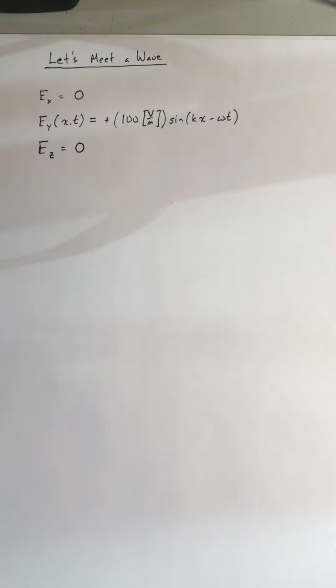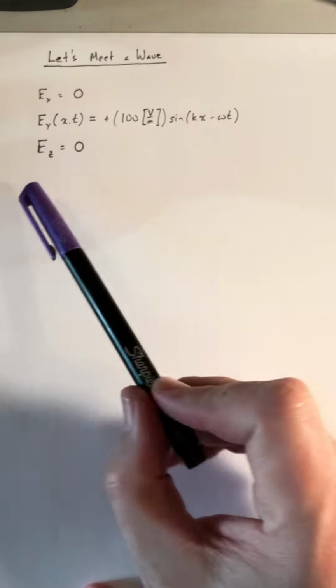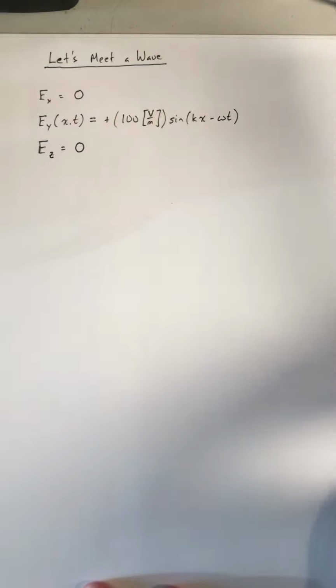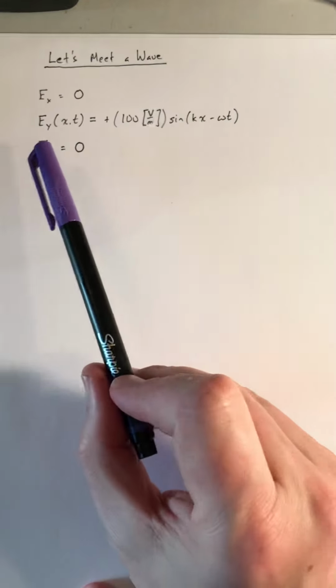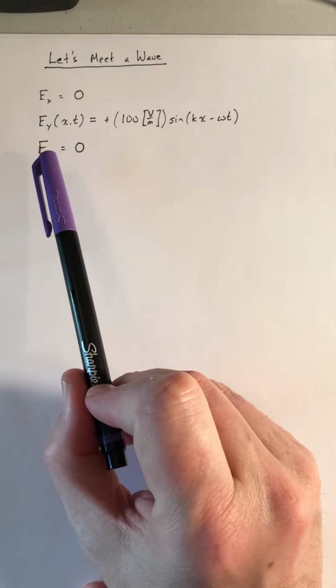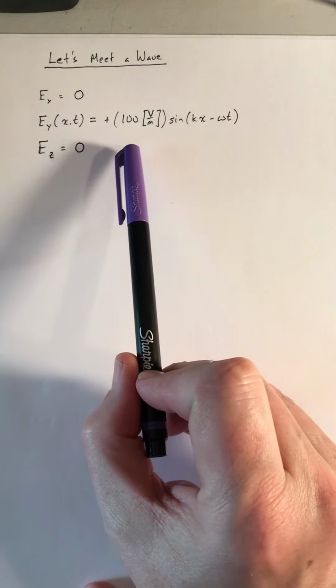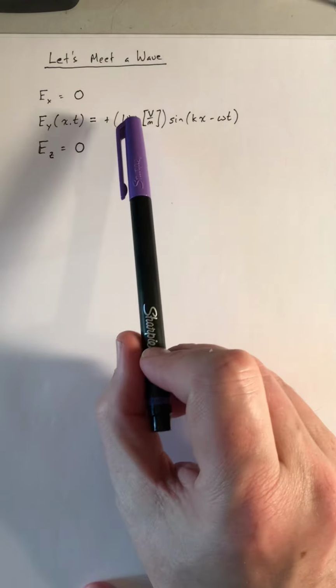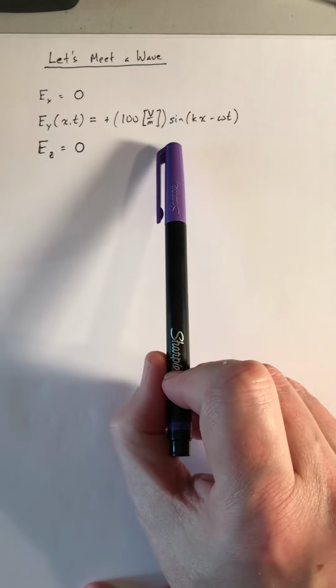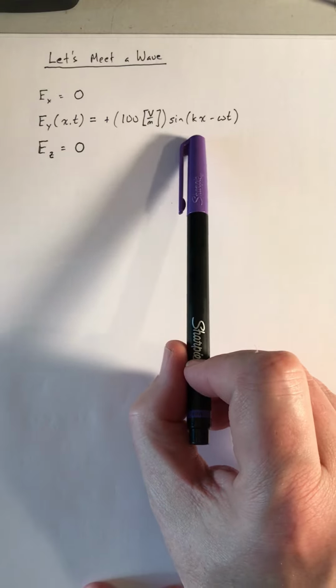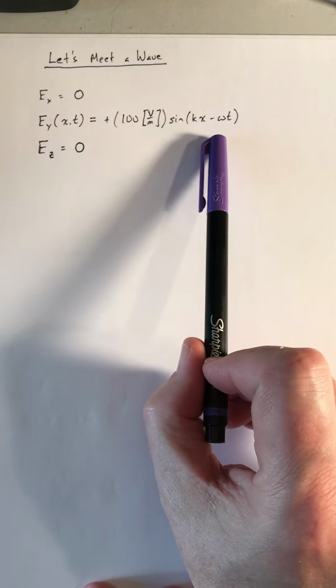We're going to answer a few basic questions in regards to an electromagnetic wave. This electromagnetic wave has the electric field oscillating along the y direction. It has no z component, no x component. So the y component of the electric field in the electromagnetic wave has an amplitude of 100 volts per meter. It could also be 100 newtons per coulomb, and it varies sinusoidally with argument kx minus omega t.